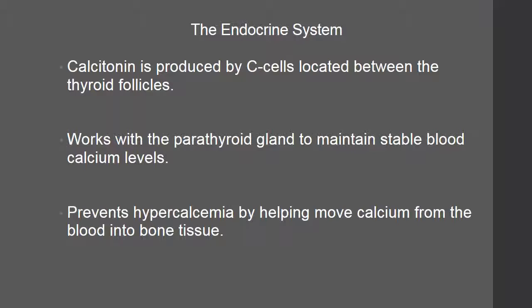The other hormone produced by the thyroid gland is calcitonin. Calcitonin is produced by C cells located between the thyroid follicles, and it works with the parathyroid gland to maintain stable blood calcium levels.